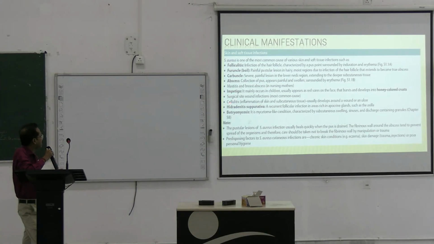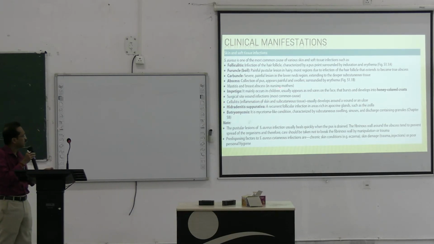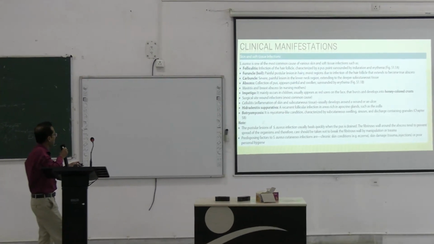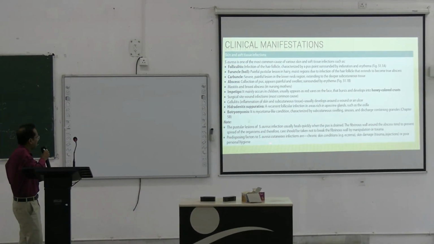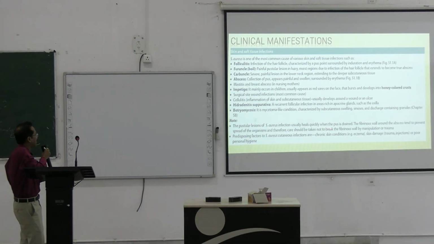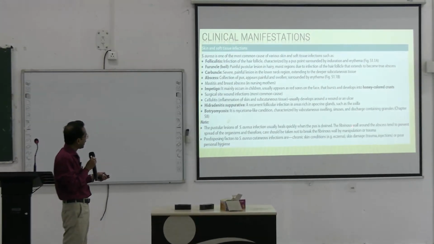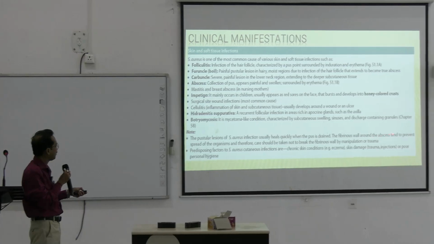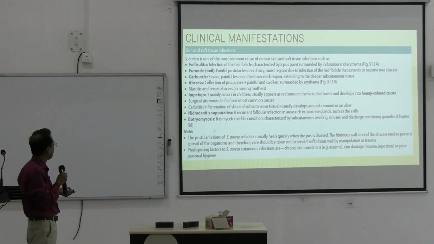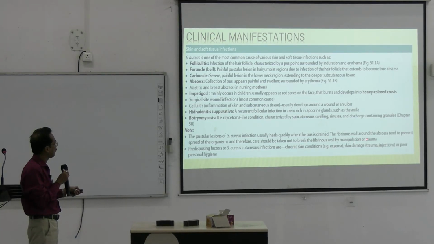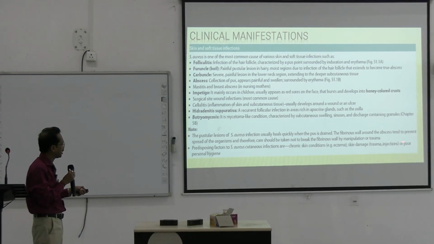Mastitis, breast abscess, impetigo, surgical site infection. What is the most common cause of surgical site infection? Staphylococcus aureus. Now, the pustular lesion of Staph aureus infection usually heals quickly because the fibrinous wall around the abscess tends to prevent the spread of the organism. Therefore, care should be taken not to break the fibrinous wall by manipulation or trauma.